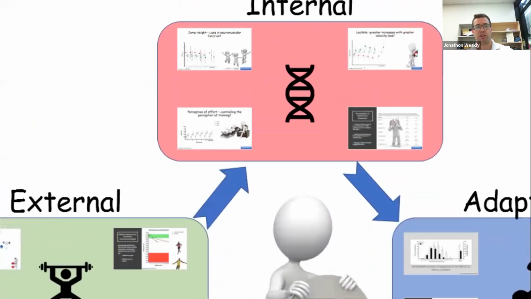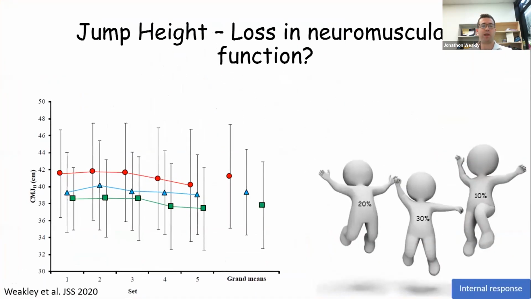So as we delve into the internal responses, we can see here that neuromuscular fatigue can be controlled for by applying different velocity loss thresholds. So you can see the 10%, the 20% and the 30%, the red, blue, and green respectively, they induce different amounts of fatigue across a session. And this is very linear if you look at it.